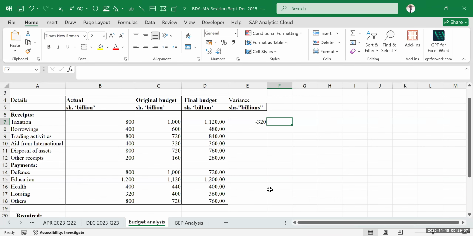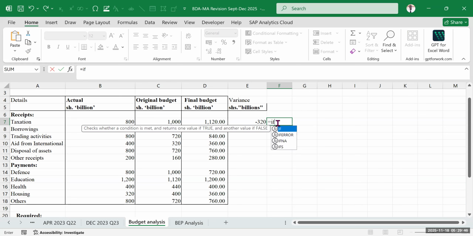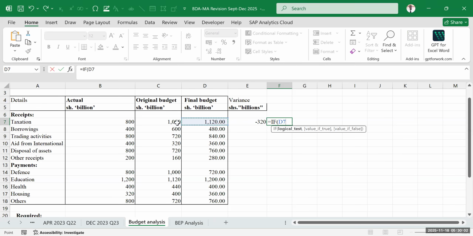If you're supposed to use logical function, then you will say, for example, equal the logical function IF. I will pick it using my tab key, then what will I say? If the final budget, meaning I expected to receive 1120, if that final budget is higher than what I've actually received, I expected 1120.